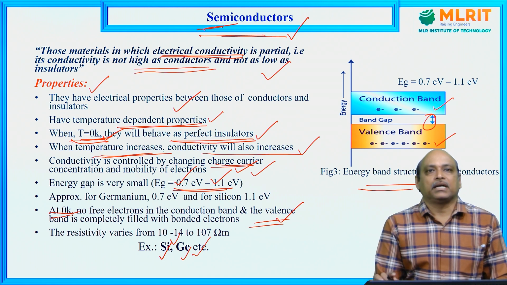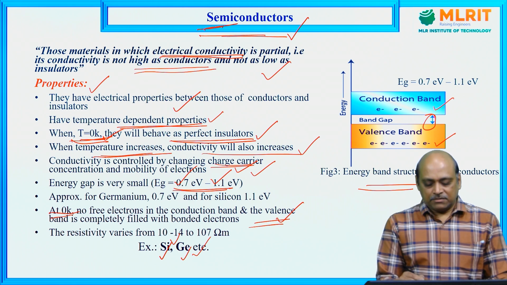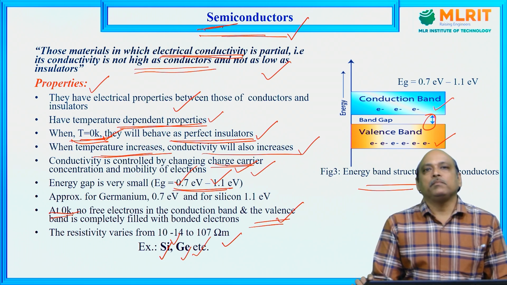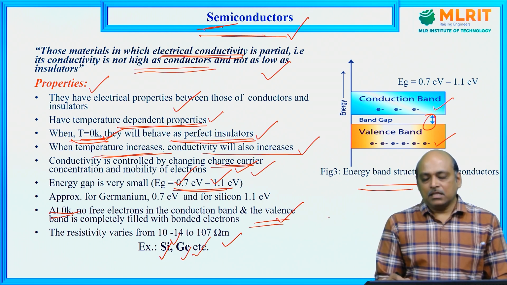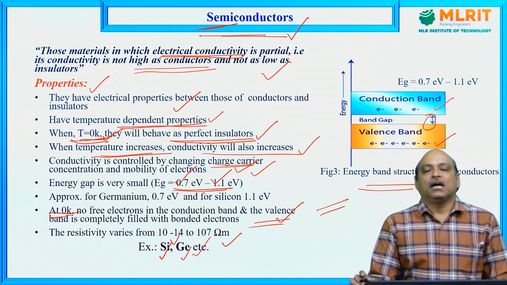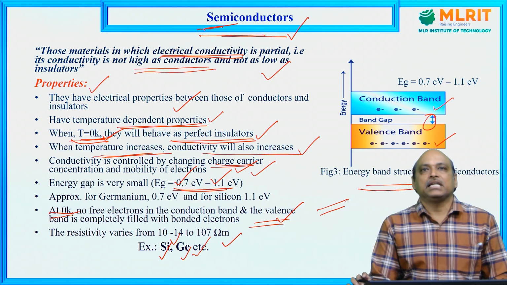These materials will have temperature dependent properties. And overall, the resistivity of these materials is neither very high nor very low. It is in between 10 to 10^7 ohm meter. So these are all the properties of semiconductors. In general, we use semiconductors in the electronic field to manufacture different electronic devices such as diodes, LEDs, ICs, microprocessors, microcontrollers. All of them are built with semiconducting materials only.